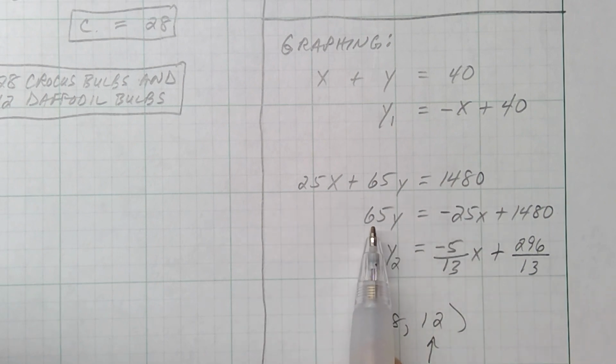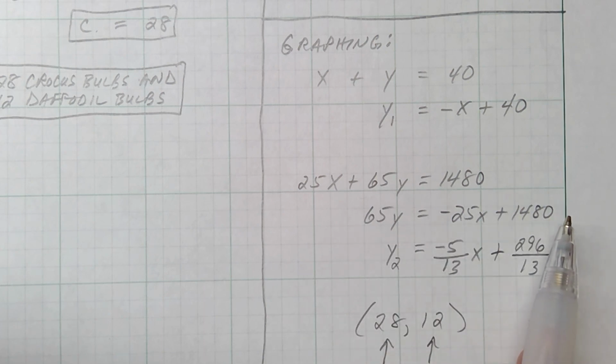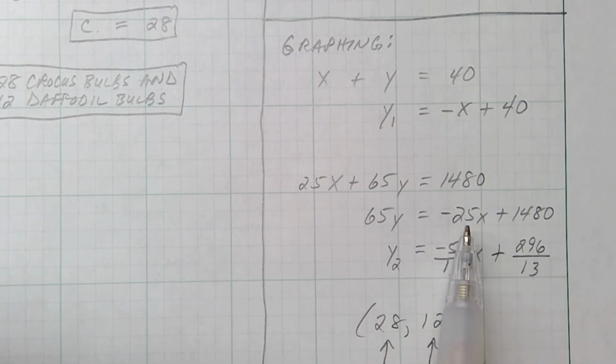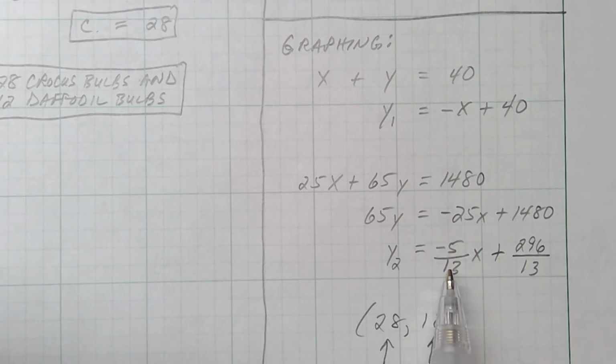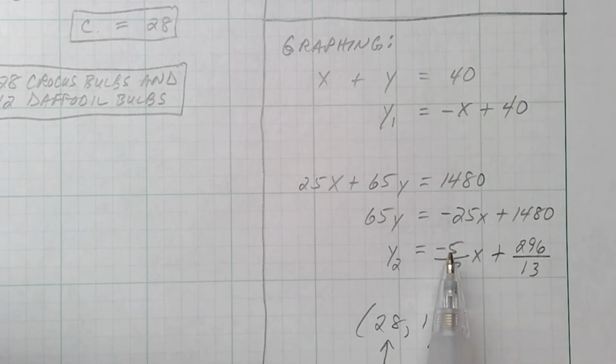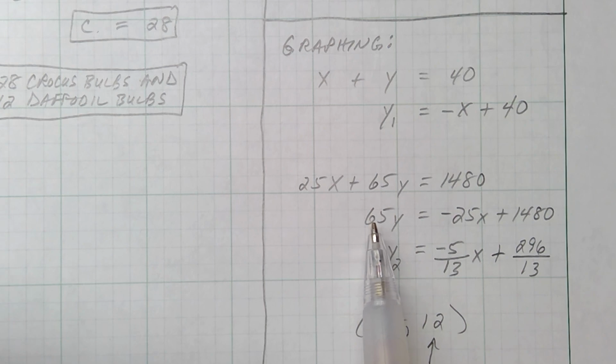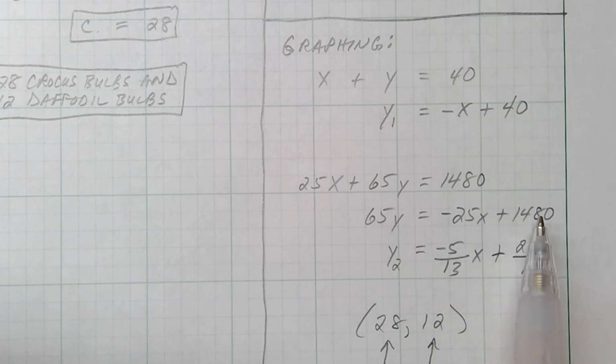Let's divide by 65 all the way through. All right, now dividing by 65, you can leave it negative 25 over 65 if you want to, but it's good grammar in math to reduce every time, and your calculator will reduce your fractions for you. And then this one here, divide by 65, so you can write it as 1480 over 65 if you want, but it's better grammar to reduce. So tell your calculator to reduce that fraction.